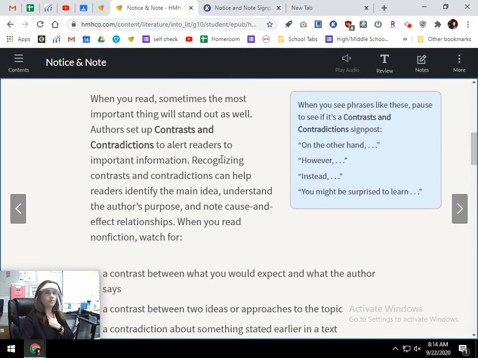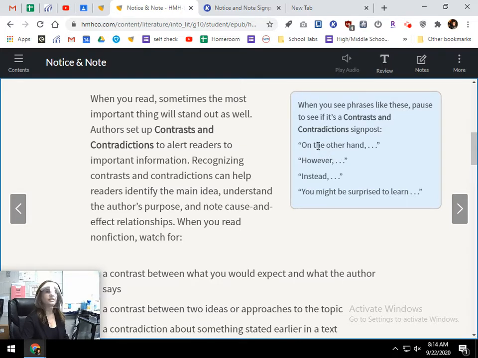When you read, sometimes the most important thing will stand out as well. Authors set up contrast and contradictions to alert the readers to important information. Recognizing contrast and contradictions can help readers identify the main idea, understand the author's purpose, and note cause and effect relationships. When you see phrases like these, see if there is a contrast or a contradiction there.